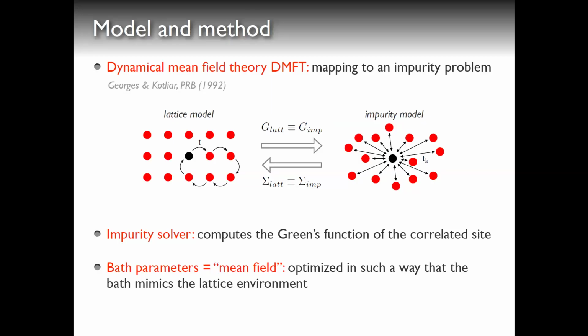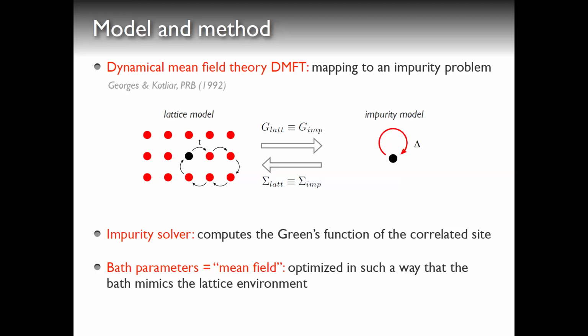And in order to be able to close this self-consistency loop, we have to make an essential approximation, and that is that we neglect the momentum dependence of the self-energy of our lattice model and assume that this self-energy is given by the impurity model self-energy.